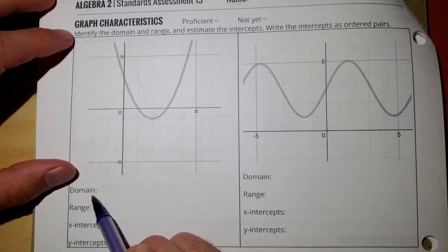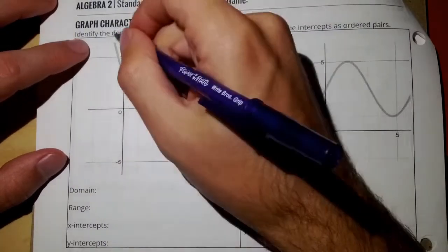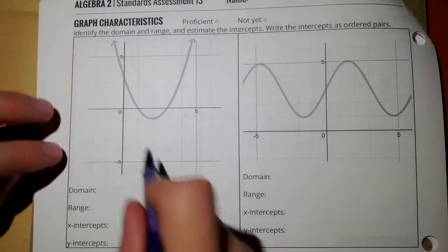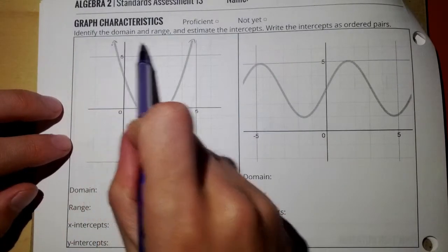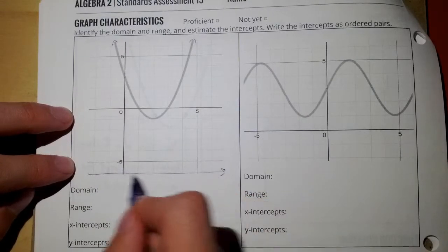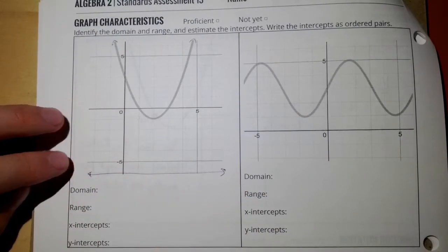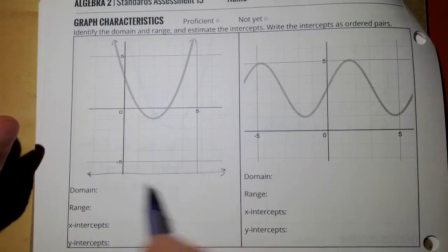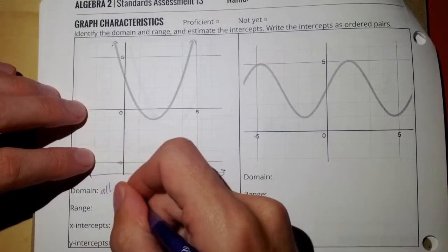For the domain, I'm looking at the possible x values. We're assuming that there are arrows when it hits the edge of the graph here. And you see this arrow goes infinitely to the left, this arrow goes infinitely to the right. Domain, I'm talking about x's, which are horizontal, so it covers everything possible. Because it's everything, it's going to say all real numbers.